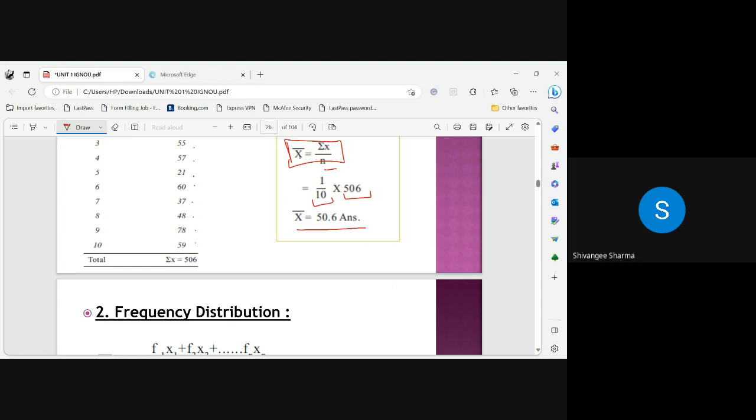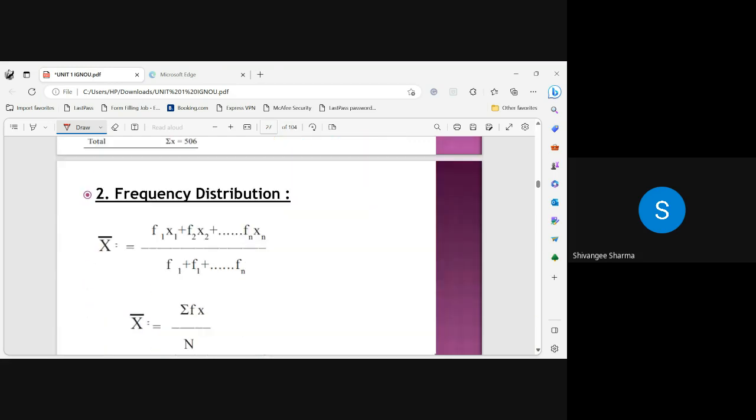But as an average, you can take that this 50.6 is the representation of this class, no matter the lowest value is 21 and the highest value is 78. The average belongs to the 50.6 category. Is this clear? And this type of data is known as individual series data. Is this clear to everyone how to calculate average? Yes, ma'am. Okay. Of individual data series. Now let's move on to the frequency distribution.